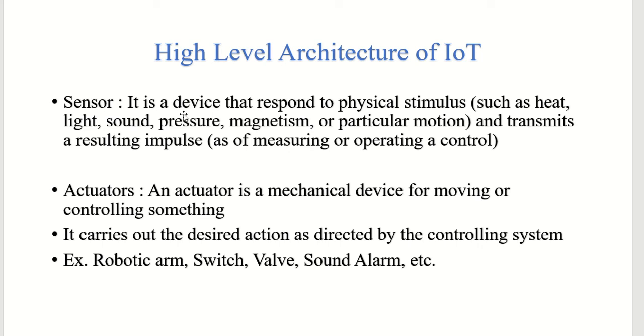Now if that is a sensor, then what is an actuator? You all have heard about actuators, right? From a definition point of view, an actuator is a basic mechanical device used for moving or controlling something. The classic example is a robotic arm, right? It can be a switch because you control it. It can be a valve, a sound alarm, a fire alarm, anything. Anything that carries out the desired action as directed by the controlling system is basically your actuator.